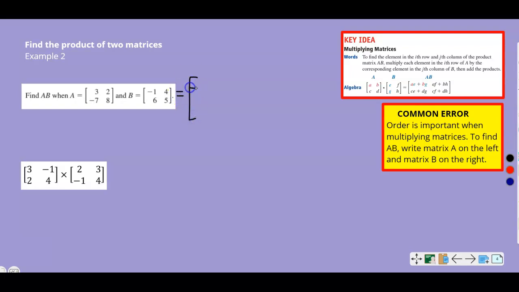So 3 times negative 1 is negative 3, plus 2 times 6, which is 12. And then I'm going to do the first row by the second column. So 3 times 4 is 12, and 2 times 5 is 10.